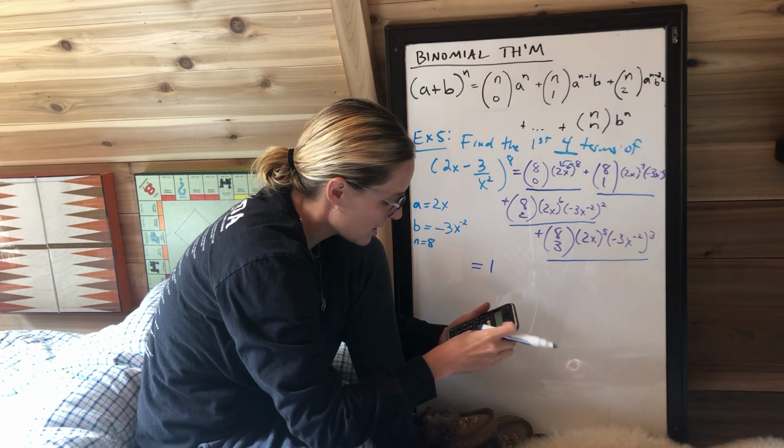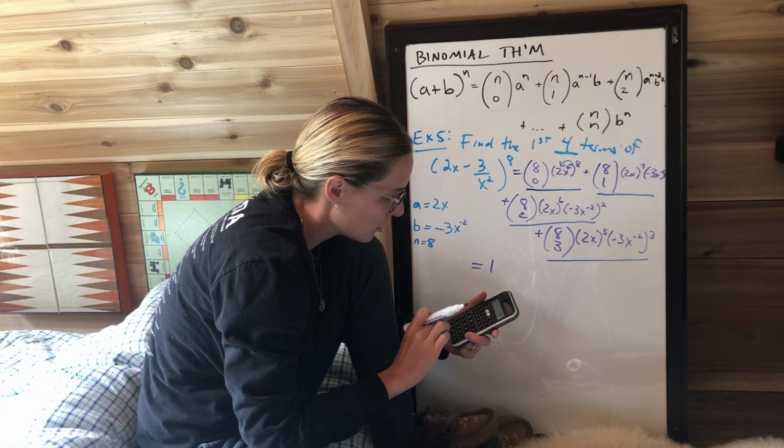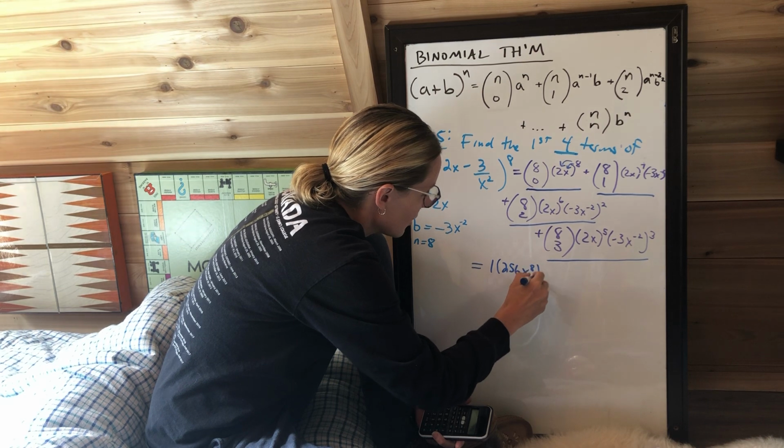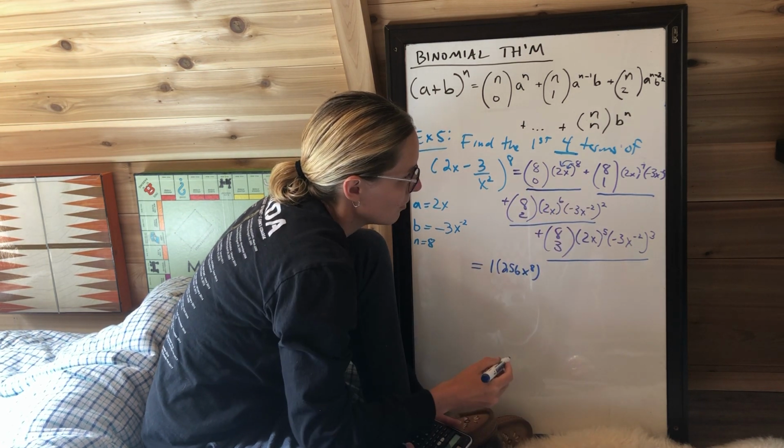So maybe you do it all in one step right now. You say, well, what is 2 to the power of 8? Well, 2 to the power of 8 is 256. x to the 8. That all came from that first term.